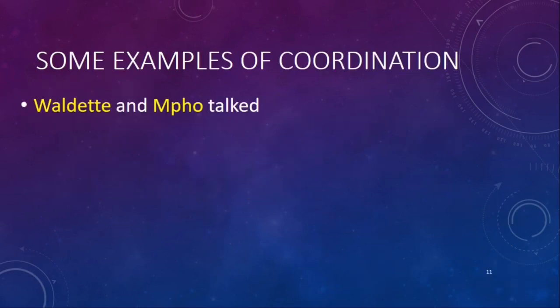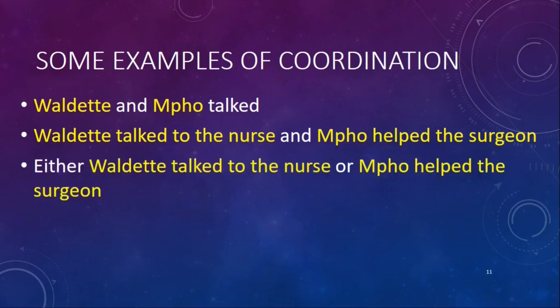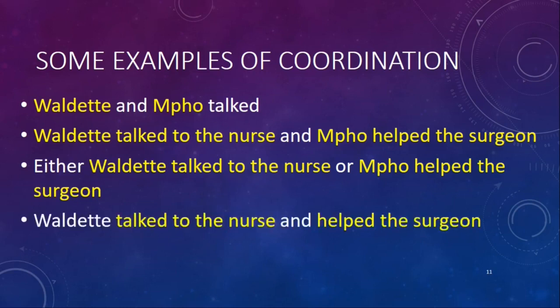Voldet and Impor talked. In this case, what is coordinated are two noun phrases, Voldet and Impor. Voldet talked to the nurse and Impor helped the surgeon. This is an example of two separate sentences which are coordinated. Sentence 1 is Voldet talked to the nurse, and sentence 2 is Impor helped the surgeon. Here is another example of coordination at the sentence level. Either Voldet talked to the nurse, that is sentence 1, or Impor helped the surgeon, that is sentence 2.